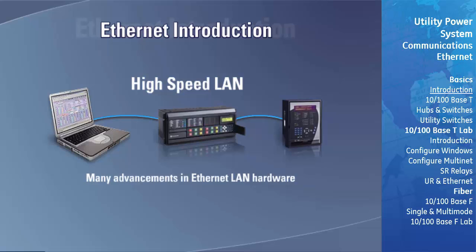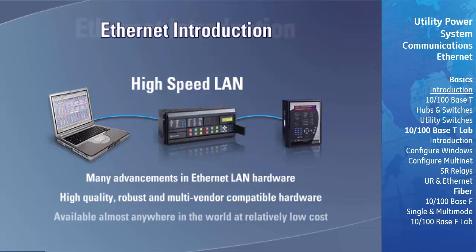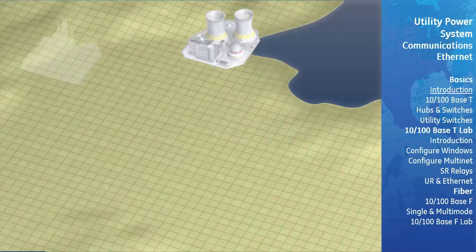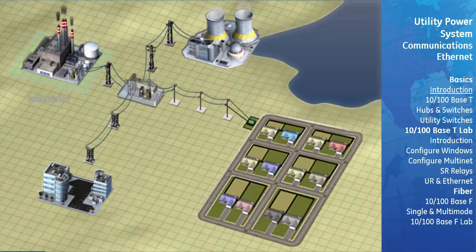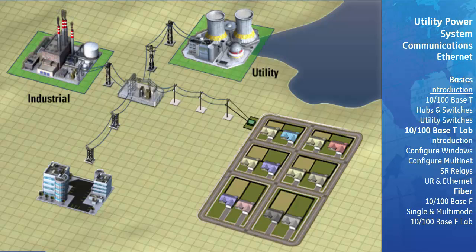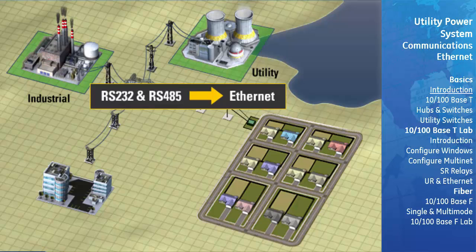Over the past decade, there have been many advancements in Ethernet LAN hardware, resulting in high-quality, robust, and multi-vendor compatible hardware, readily available almost anywhere in the world at relatively low cost. It then follows that larger industrial and utility power applications have already migrated from older proprietary RS-232 and RS-485-based LAN technology to Ethernet, or are in the process of doing so.